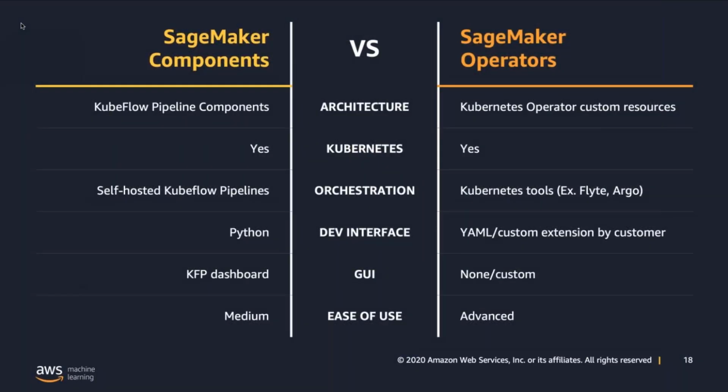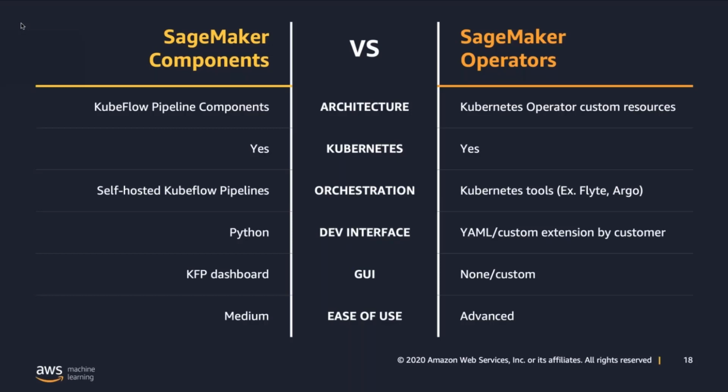And just to describe this in a slightly different way, for SageMaker Components, this is for Kubeflow Pipelines. This is Kubernetes native. Right now for orchestration, you need to have a self-hosted Kubeflow Pipelines environment. We'll share a way to get easily started on Kubeflow Pipelines on AWS later in this presentation. And then your development interface is through Python, which is data science friendly. Your GUI is through the Kubeflow Pipelines dashboard to view all of your different jobs. However, you should be using tools like SageMaker Notebooks or SageMaker Studio for development of your models and creating your pipeline, and then ultimately running it and applying it from within the dashboard. And ultimately, this is a medium level of difficulty in terms of usage.